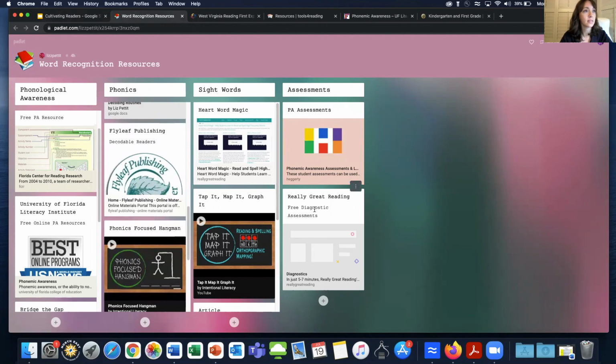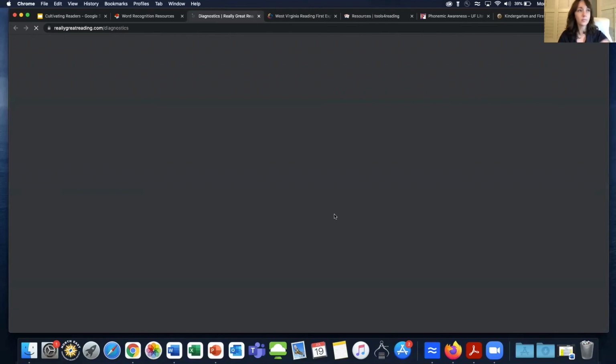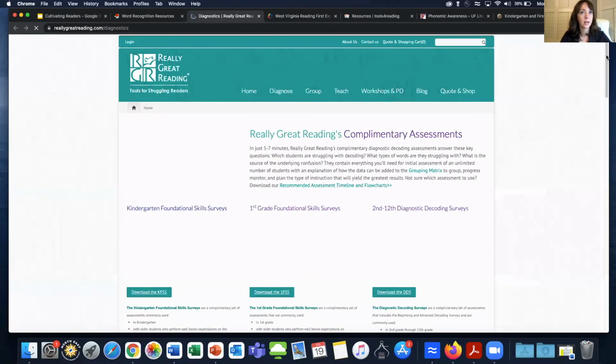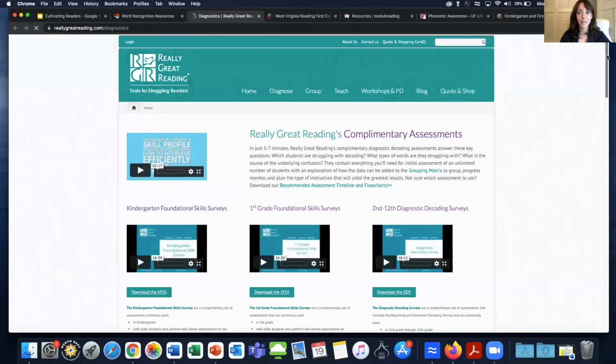And this is the last thing I want to show you, the free diagnostic assessments. So these assessments, if you are listening to this and you're saying, I don't even know where to start, like, okay, I have to do some phonemic awareness, I need to go back and teach them sound spelling patterns, but I don't know what they need, I don't know where to start. This is what you need to do. You need to come to the Really Great Reading site.